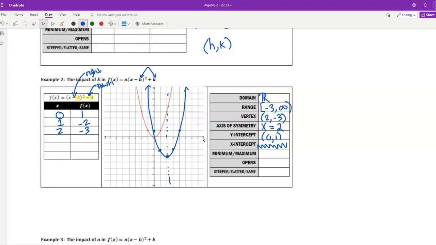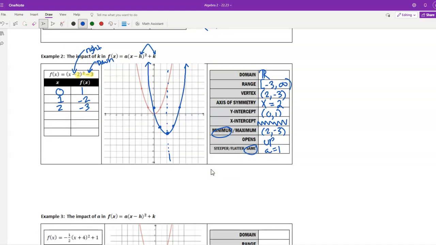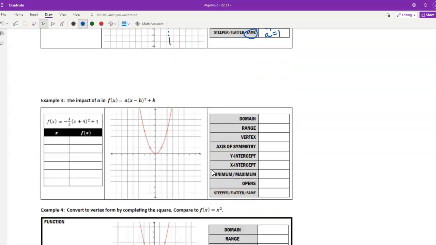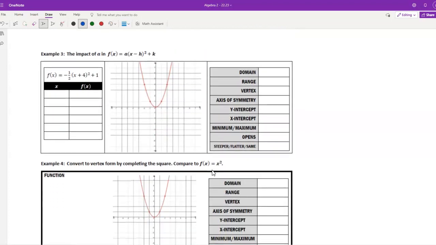We have a minimum, because again, it's opening up. It opens up, and my minimum is my vertex. And notice that I didn't multiply by anything, so it's still the same. The a value was 1. All right, so let's see one more with this example here. Now notice here we have this multiplier in here.